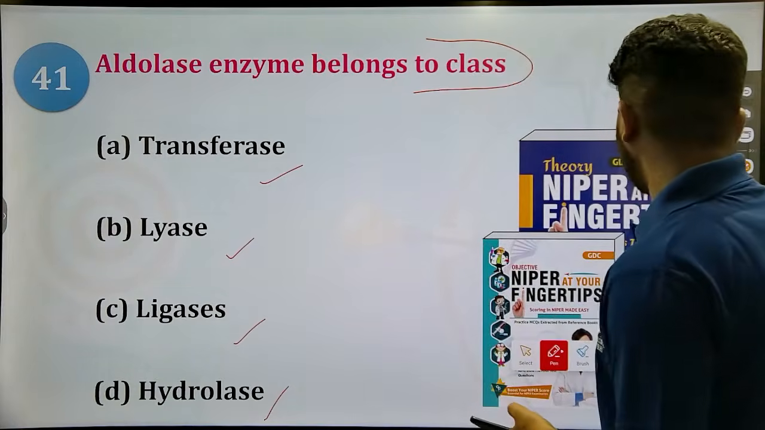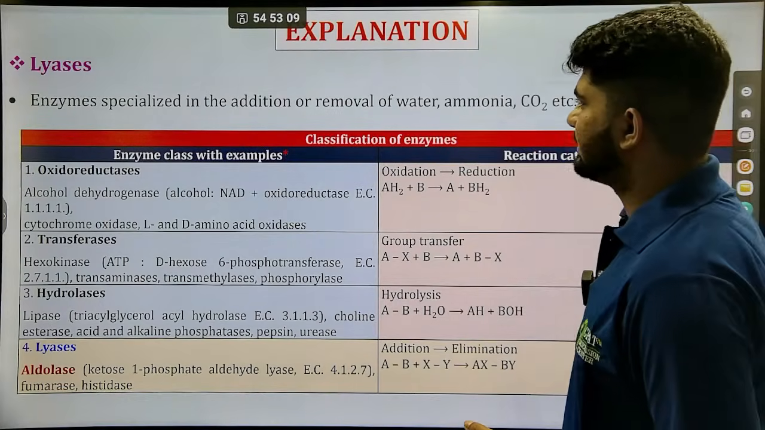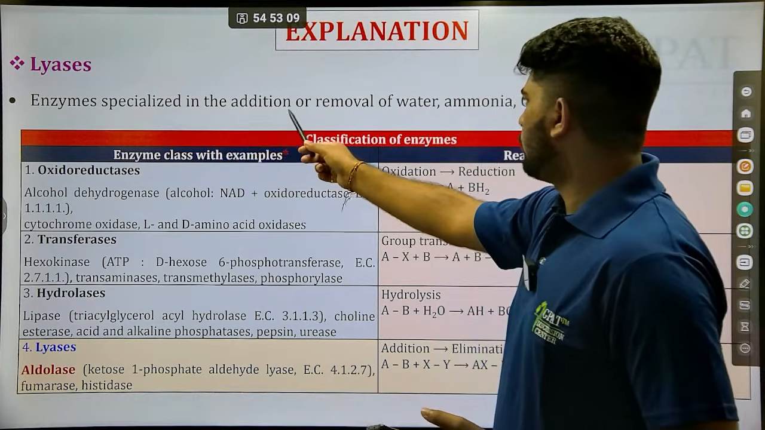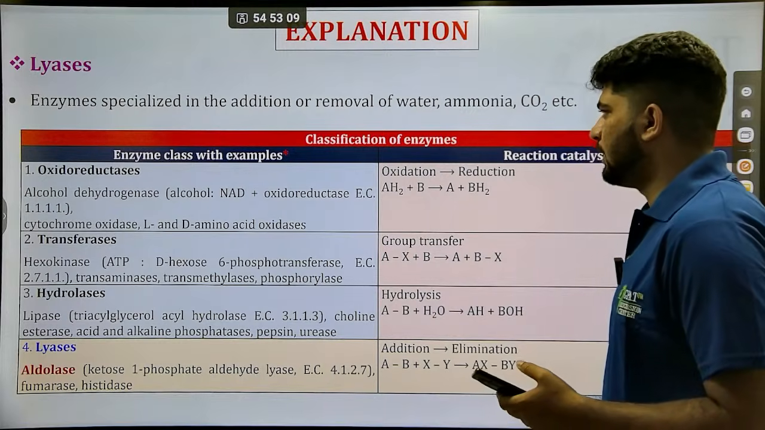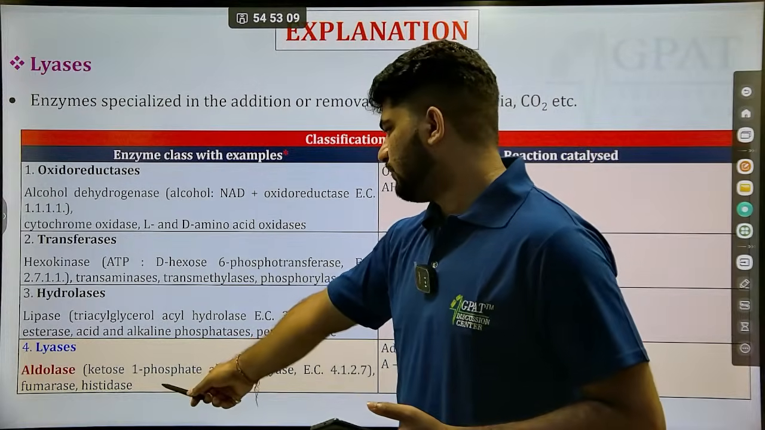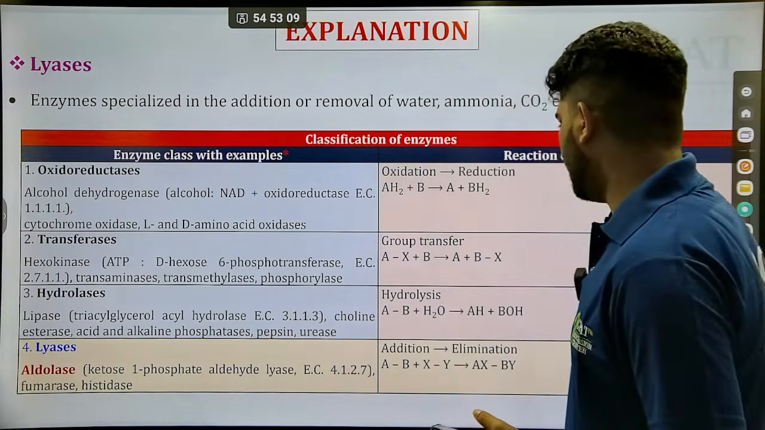Aldolase is nothing but your lyase enzyme. Lyases are the enzymes which are specialized in addition or removal of water, ammonia, or carbon dioxide. These are your lyase enzymes. Aldolase: ketose-1-phosphate aldehyde lyase. That's your aldolase.